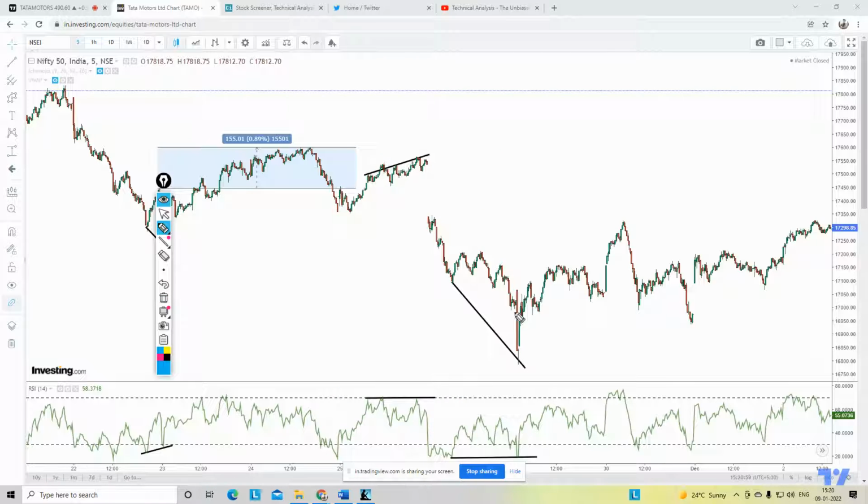Again, you see over here there is a big divergence, right? The RSI is the same, but there's a steep lower low. And the moment you see, these are the multiple resistances over here.